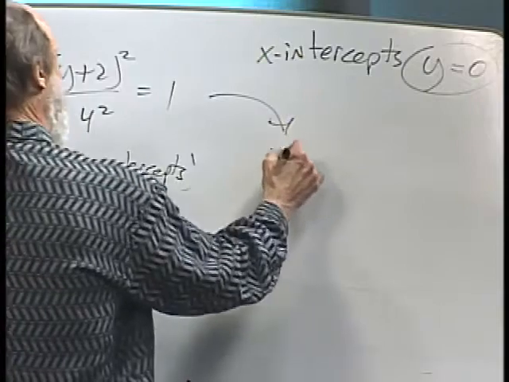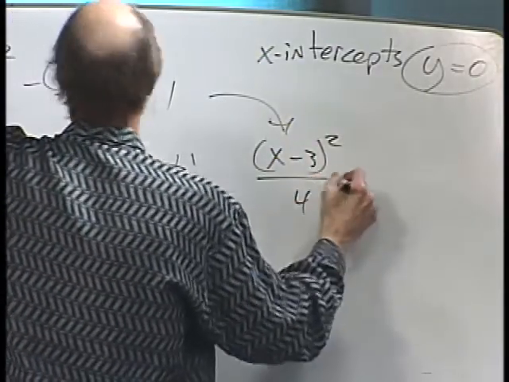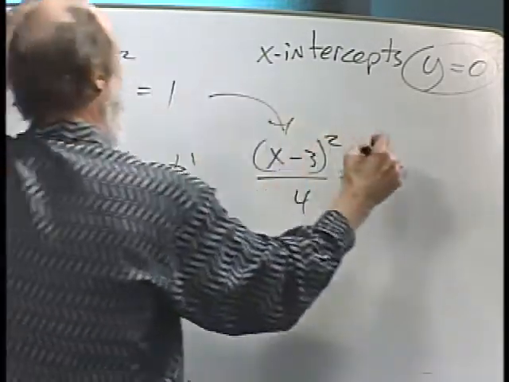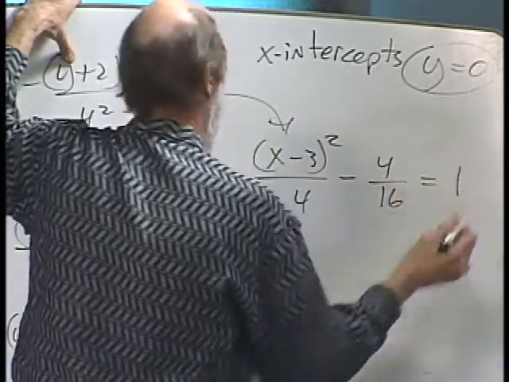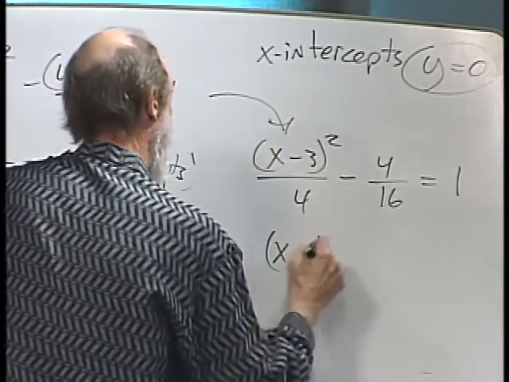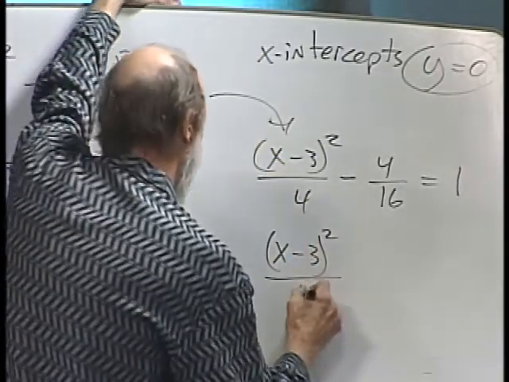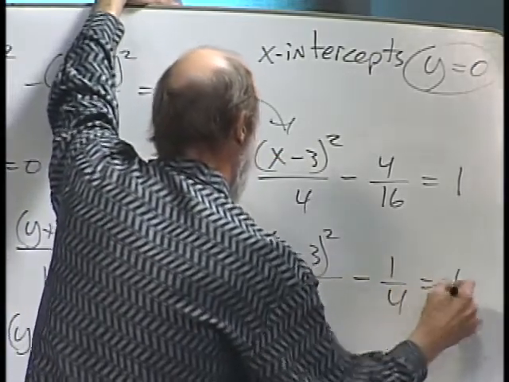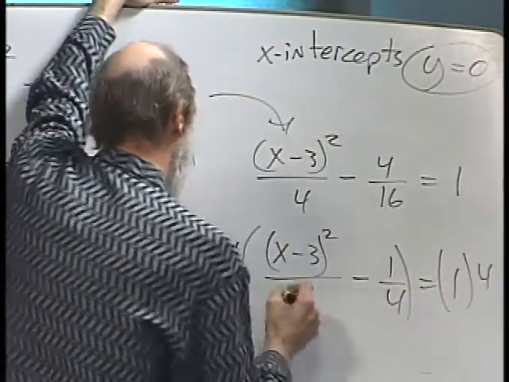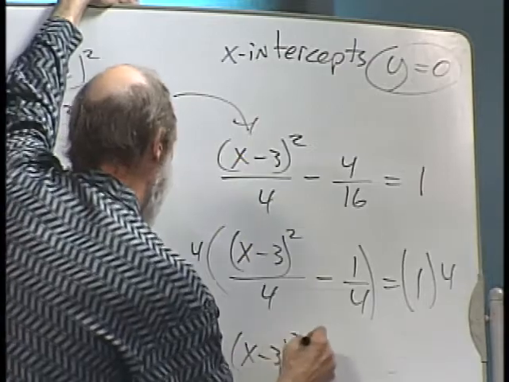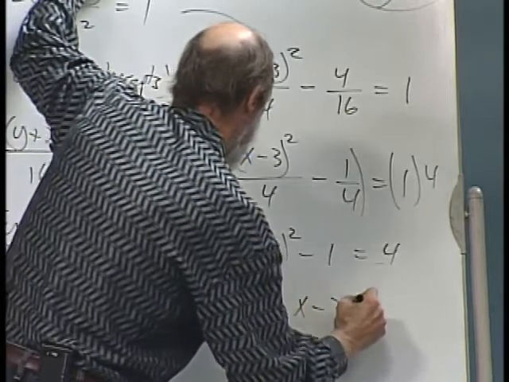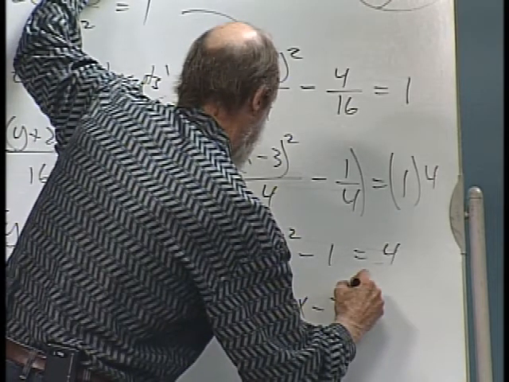And so our equation is going to be (x minus 3) squared over 4 minus, putting a 0 in for y, we get 4 over 16 equals 1. This reduces to 1/4. So we have (x minus 3) squared over 4 minus 1/4 equals 1, multiplying both sides by 4. And we're going to get (x minus 3) squared minus 1 equals 4. So (x minus 3) squared equals 5.